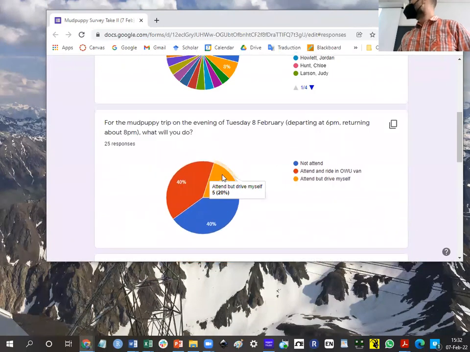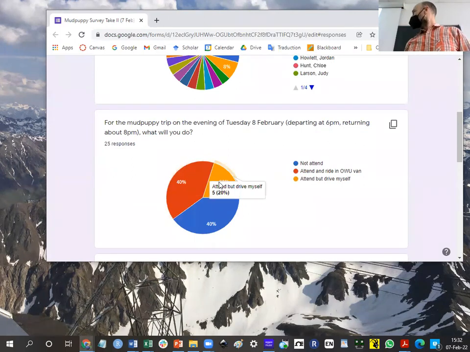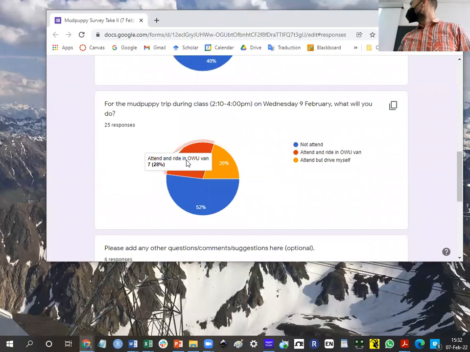What are you doing tomorrow? Driving myself. You're driving. Okay, so that doesn't matter. The important thing is the van. That means we have one extra space in the van. For Tuesday, we've got only 7 of you going, and a bunch of people not going. 10, but drive yourself 5.